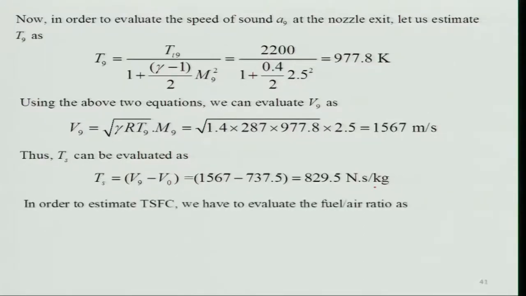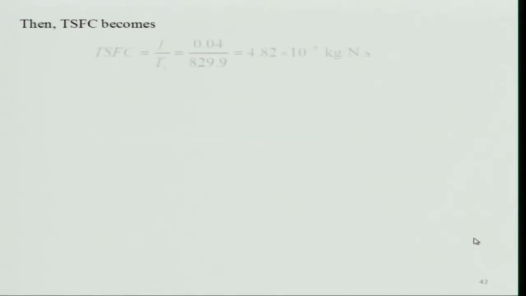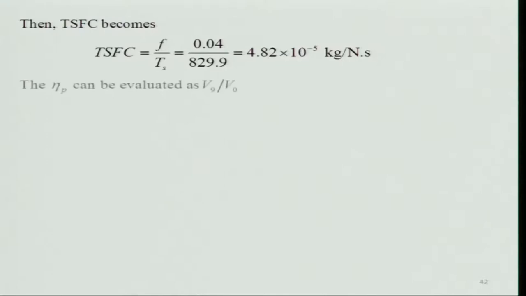So in order to estimate PSFC, we can evaluate all those things, Cp, delta C, T4 minus T2. We are not using tau b, tau r, but you can put that it happens to be 0.04. And keep in mind that this is a ratio. So using this, we can find out TSFC is equal to F by TS, that will be 4.82 into 10 power minus 5 kg per newton second, which is the same as that.